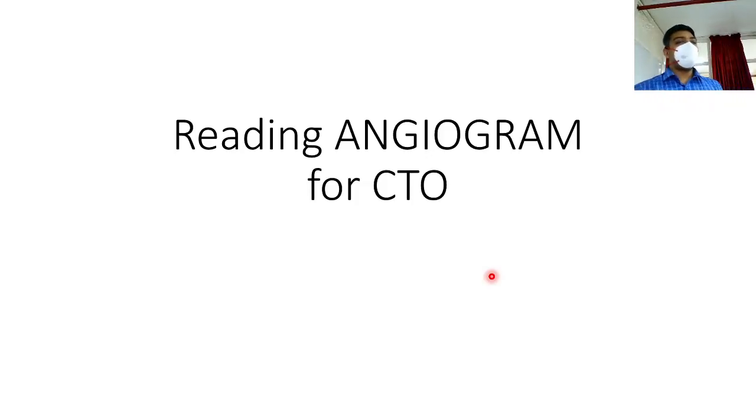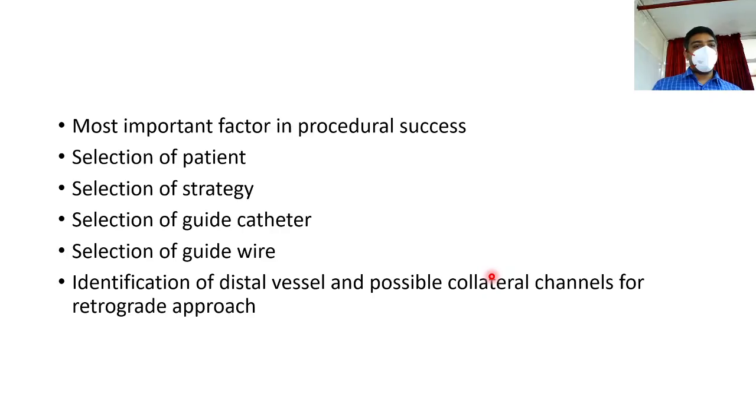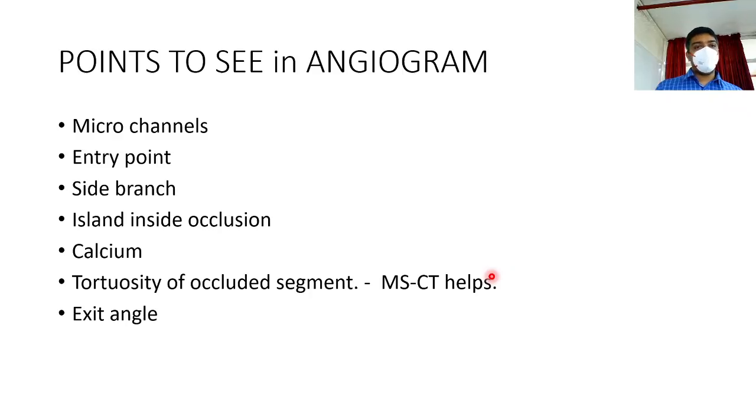Coming to reading an angiogram when we are deciding whether to do a CTO or not. This is a very important aspect, that is, how to read the CTO lesion. It is the most important factor in procedural success. It will help in deciding the selection of the patient and what strategy we have to go for, that is, antegrade wiring, retrograde wiring, dissection and re-entry, etc. Selection of the guide catheter and the guide wire. All these are important, so that's why reading the angio for a CTO is very important.